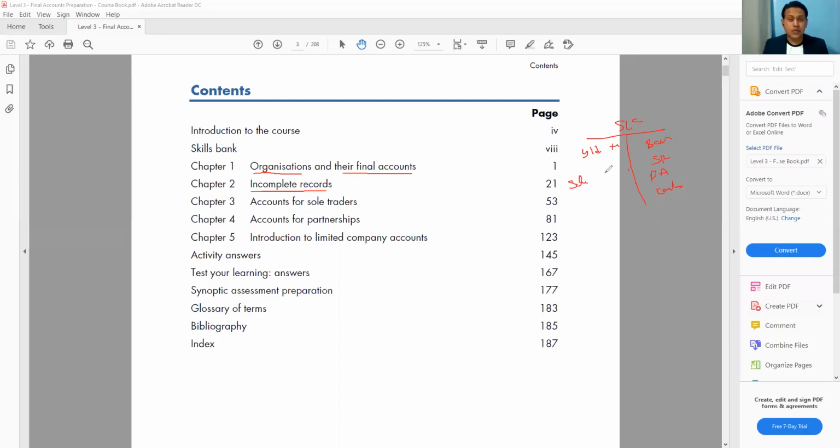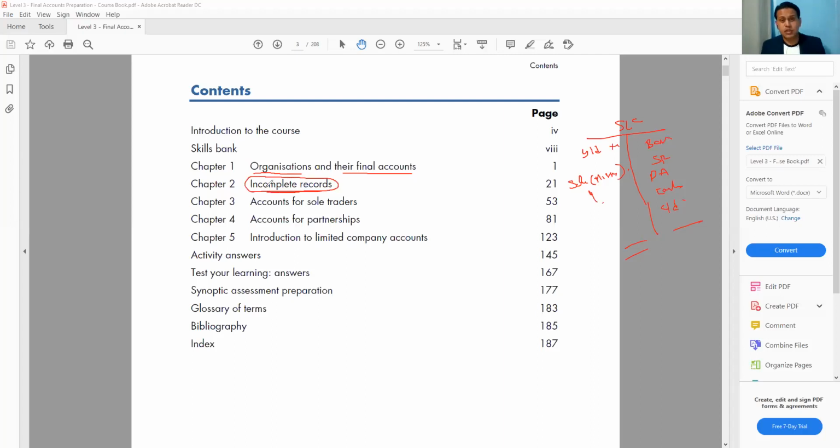Now for incomplete records, things will be a little bit different. Here all the information will not be given. Some information will be missing. For example, the sales will be missing. They'll give you the opening balance, they'll give you the closing balance, and they'll ask you how much is the sale. So one piece of information, the sales, will be missing. This is the reason this chapter is called incomplete records. The records will be incomplete.